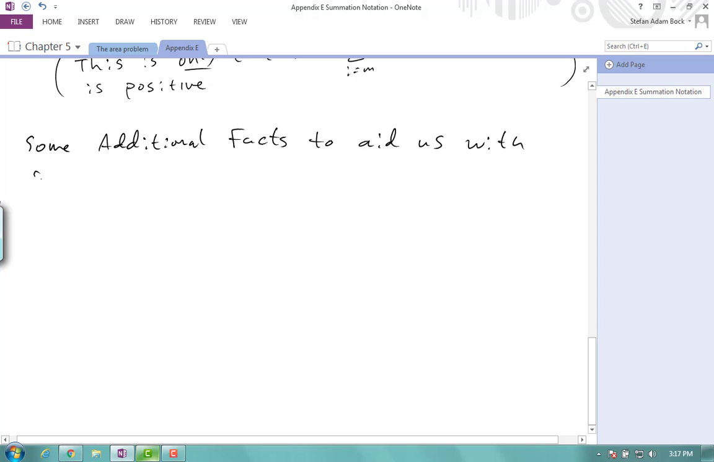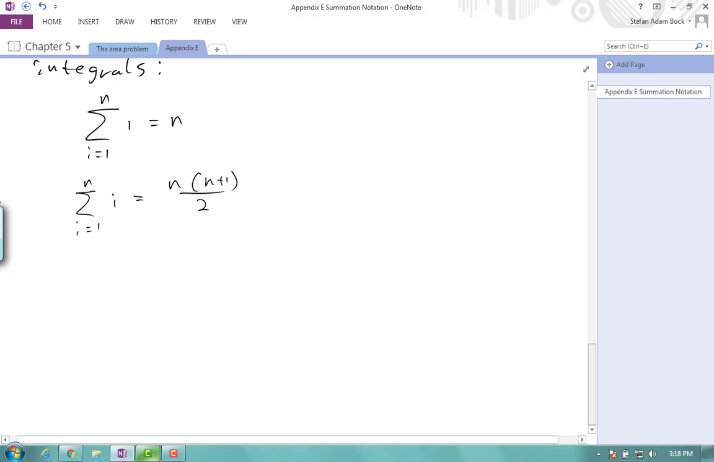So some additional facts. Some of these are much easier to show than others, but the sum of 1, from i equals 1 up to n, is simply equal to n, because I'm going to start at 1, end at n, and add up 1 for each index. The sum of the integers i is equal to n times n plus 1 divided by 2. It's one of the ones we proved on the bonus video.